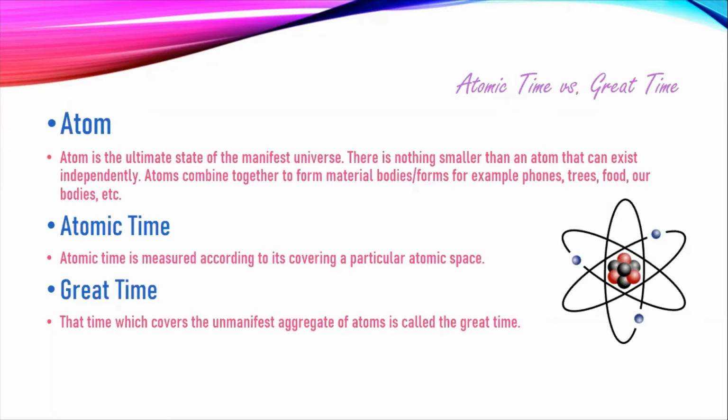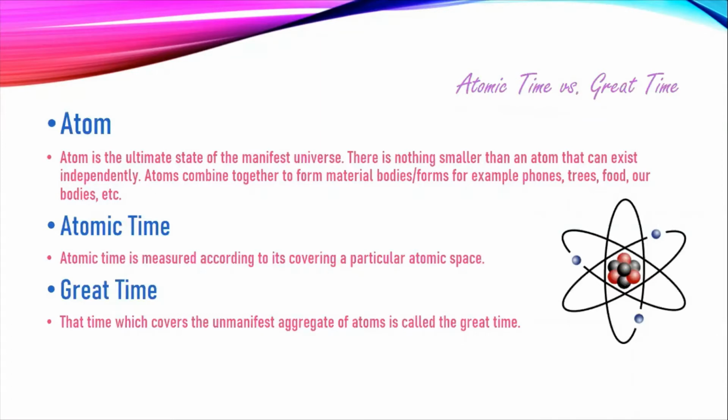Atom. The atom is the ultimate state of the manifest universe. There is nothing smaller than an atom that can exist independently. Atoms combine together to form material bodies or forms, for example, phones, trees, food, our bodies, etc.